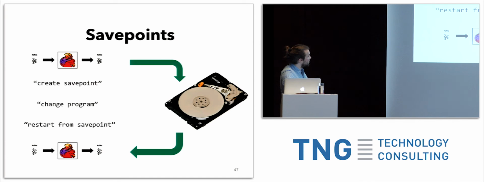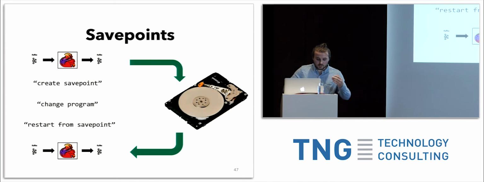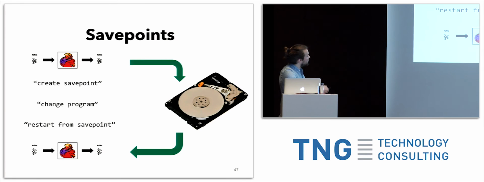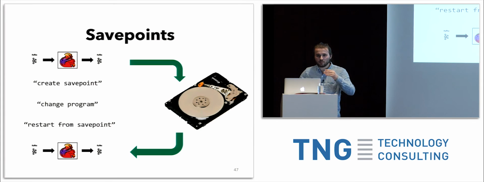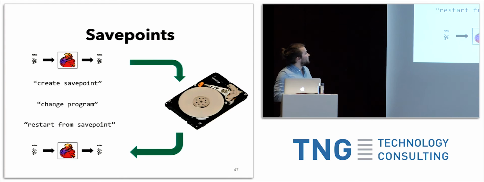Then you change the program, and then you restart it with a potentially different number of worker nodes or with different code. And then the program is restarted from this savepoint, and the state is correctly mapped to the operators, and the program can continue running with the state in place and everything continuing normally. So that's it for savepoints.